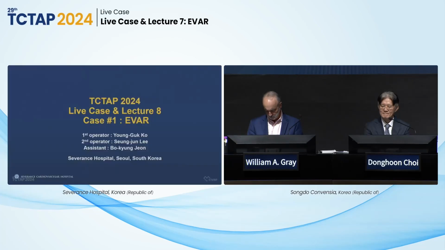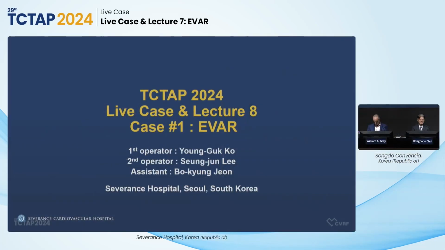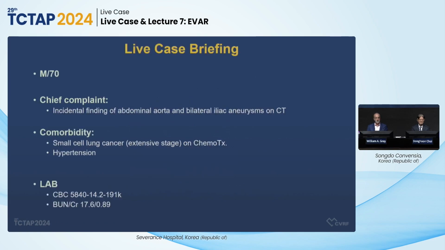Yes, thank you, Professor Ko. Today I present our EVAR case from Severance Hospital, South Korea. Next slide. The 70-year-old gentleman presented with an incidental finding of an abdominal aorta and bilateral iliac artery aneurysm on his CT scan. Previously, he underwent chemotherapy for small cell lung cancer involving the entire segment of his lung. The left finding showed normal.